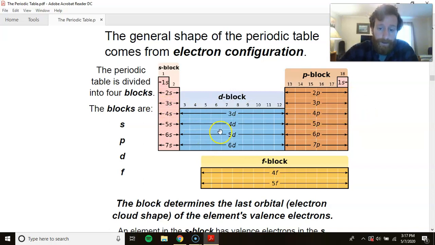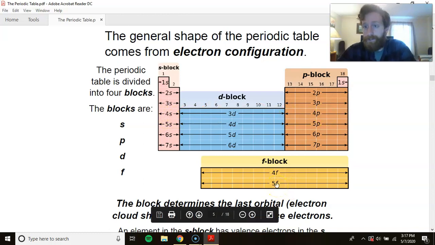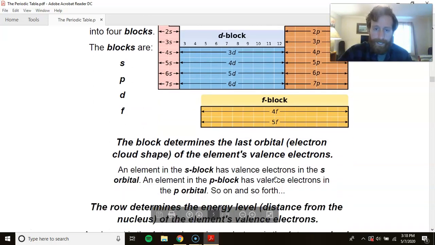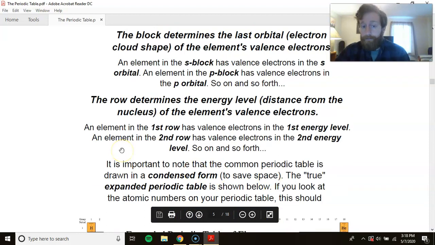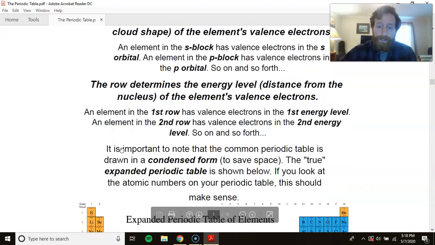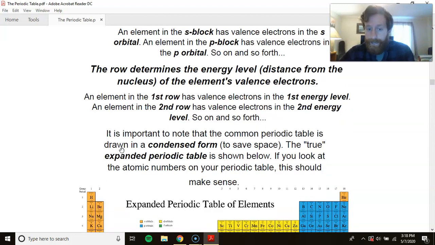The d block gets a little funky, and we'll cover that later, but you'll see that it's offset a row. It goes 4s, 3d, 4p. And then the f block, funkier still, is actually offset 2 rows. Again, we'll come back to that. So an element in the first row has valence electrons in the first energy level. An element in the second has valence electrons in the second energy level, so on and so forth.